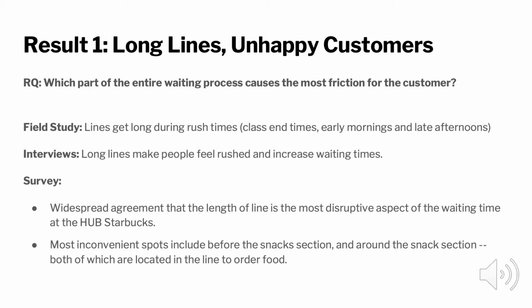My survey now has shown widespread agreement that the length of the line is the most disruptive aspect of the waiting time at the hub Starbucks. Additionally, it has shown that the most inconvenient spots include before the snack section and around the snack section, both of which are located in the line to order food.